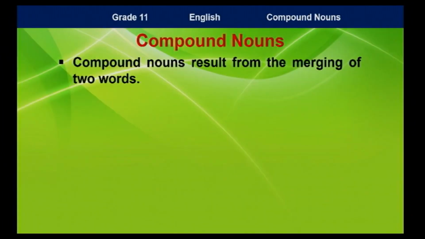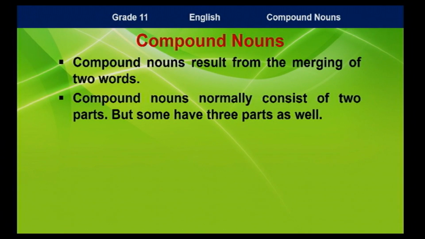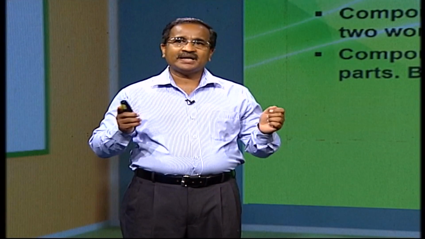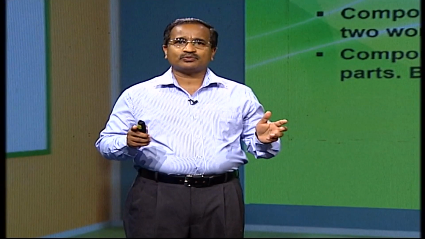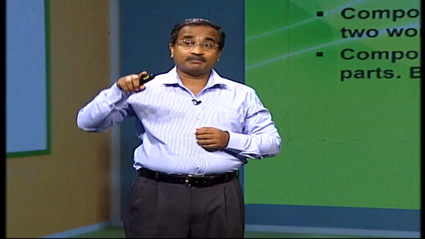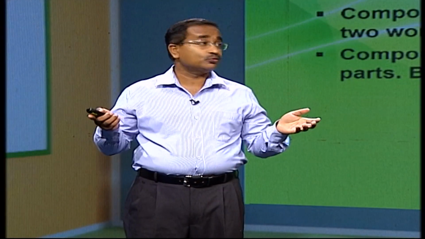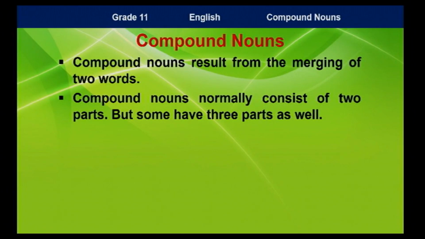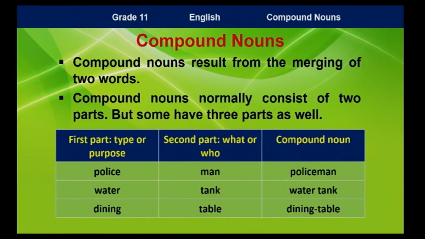sentences. Compound nouns result from merging two words together. Some compound nouns are made by adding more words as well. Basically, these compound nouns have two parts, part 1, part 2. And I have told you that some compound nouns have more than two parts as well. And look at these two parts. Policeman, they together make policeman.